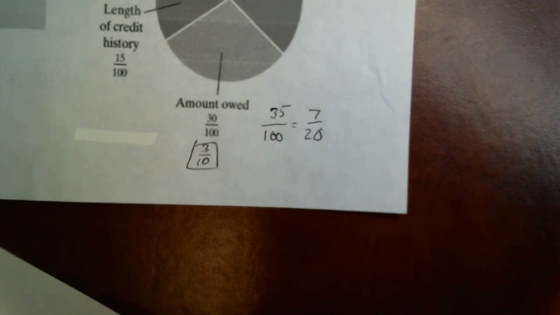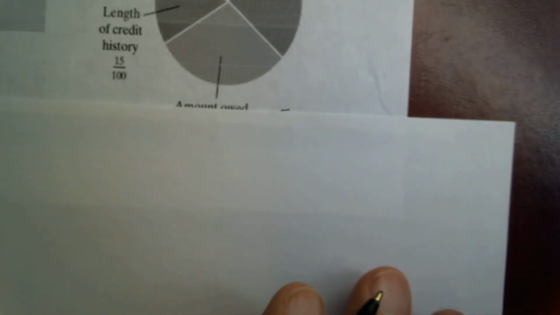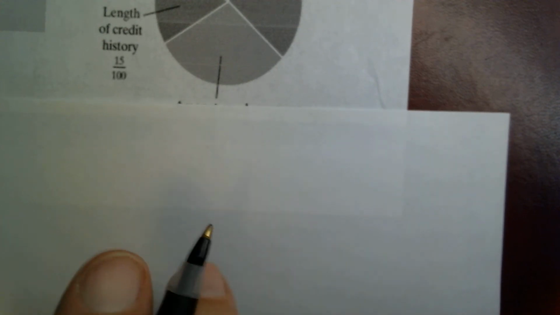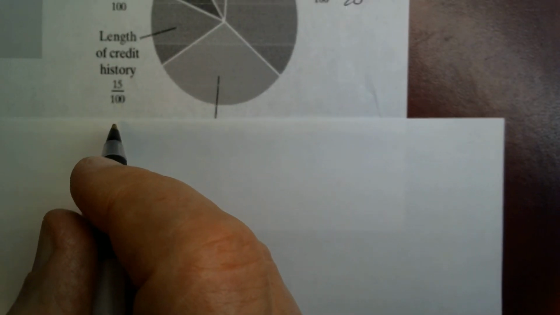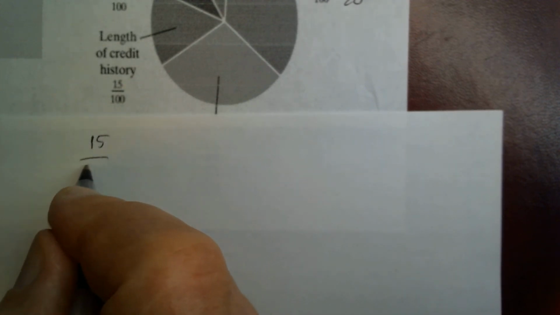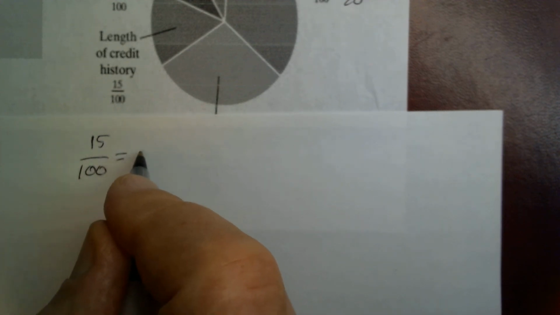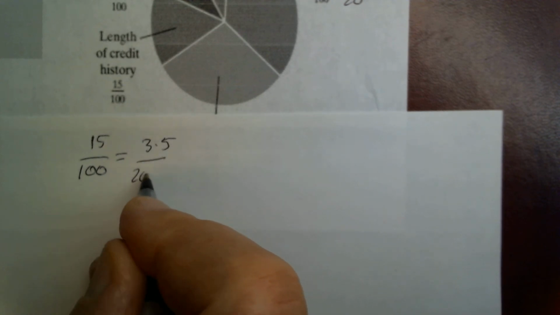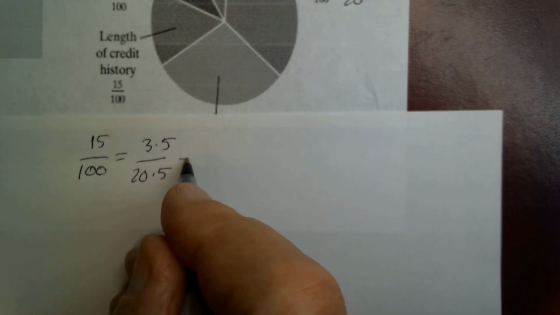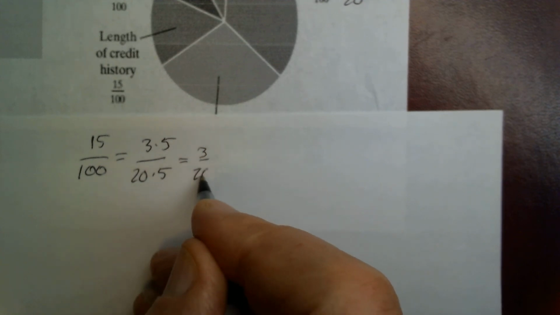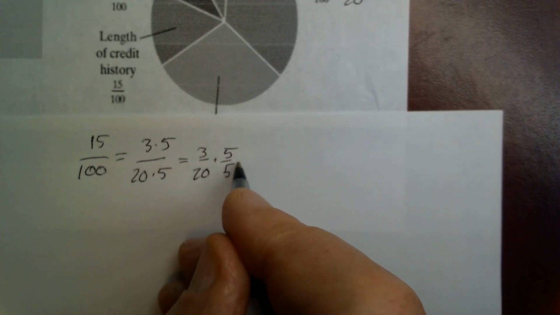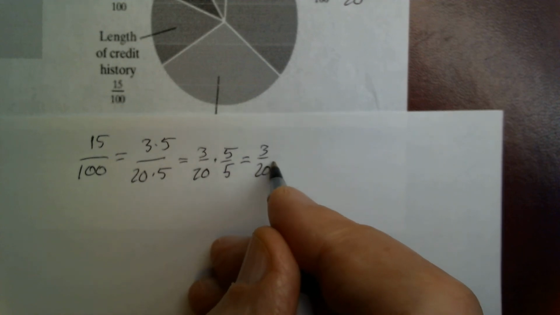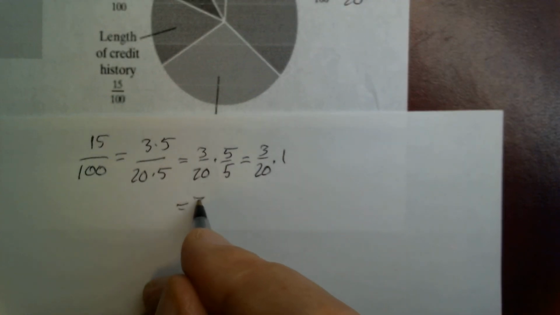Let's go to the length of credit history. Here we are supposed to reduce 15 divided by 100. So 15 divided by 100. We can write it as a multiple of 5, so 3 times 5 divided by 20 times 5. So that's equal to 3 divided by 20 times 5 divided by 5, which is 3 divided by 20 times 1, or simply 3 divided by 20.